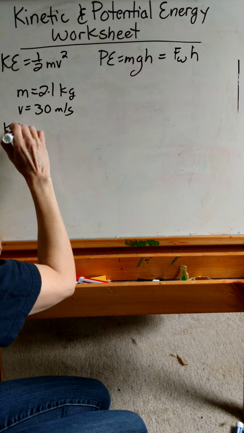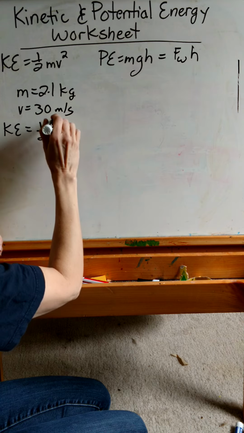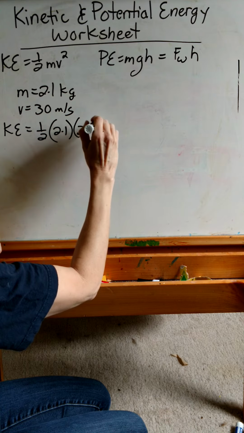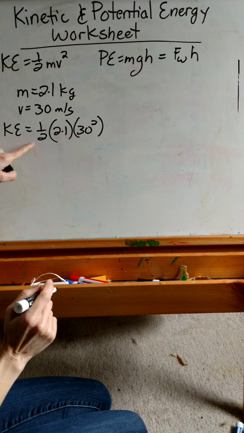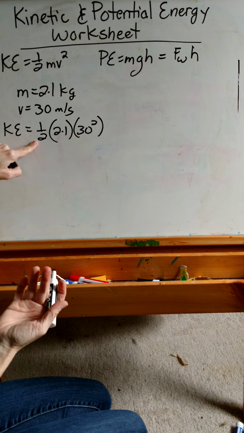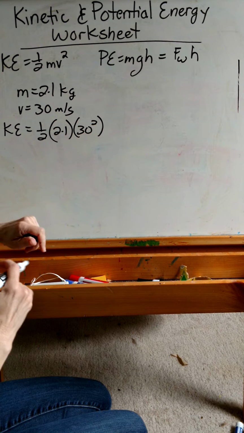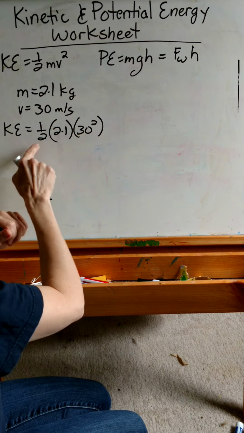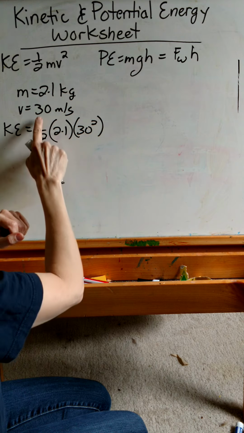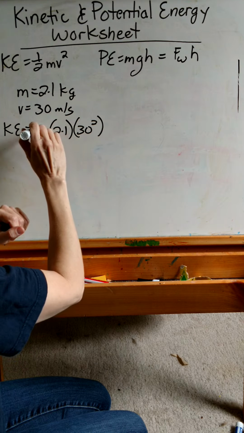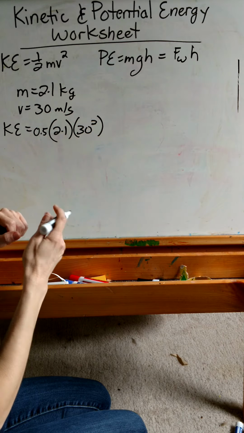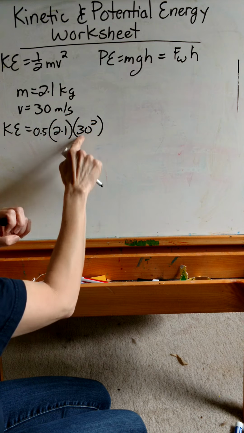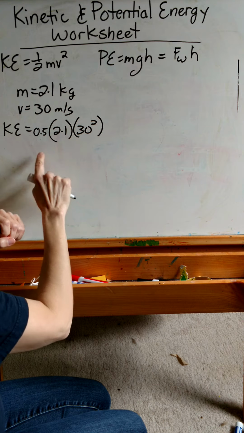So kinetic energy is equal to 1/2 times 2.1 times 30 squared. If you have a calculator and you know how to put in the fraction 1/2, you can go ahead and do that. My calculator doesn't do fractions. I have a really basic calculator. Instead of multiplying by 1/2, you can multiply by 0.5. That means the same thing. So that's how you can do that if your calculator doesn't do fractions. Remember, the 30 is squared, nothing else is.